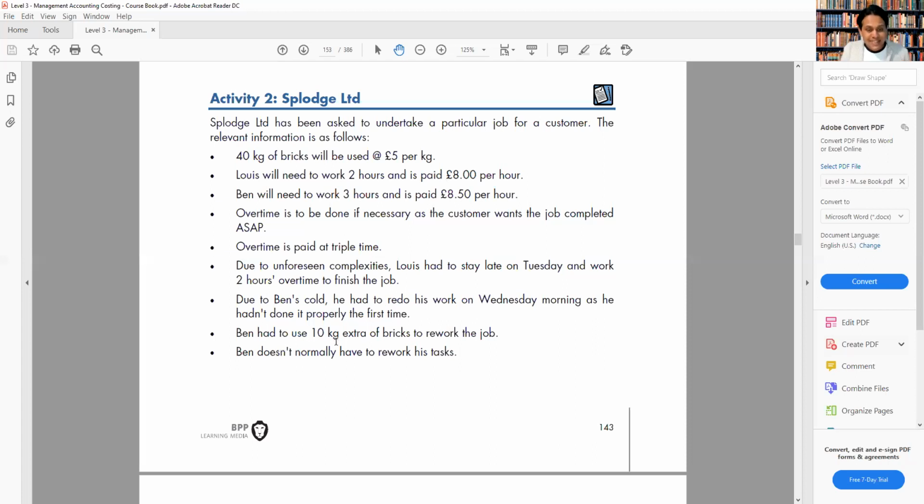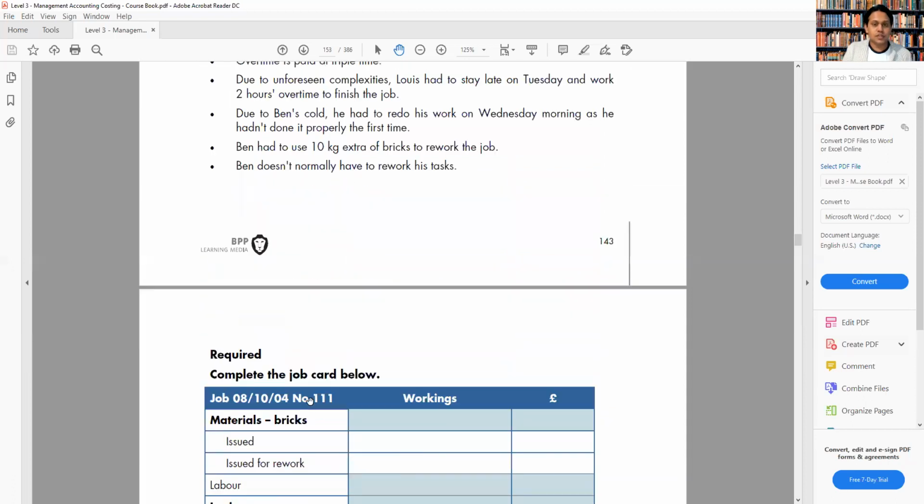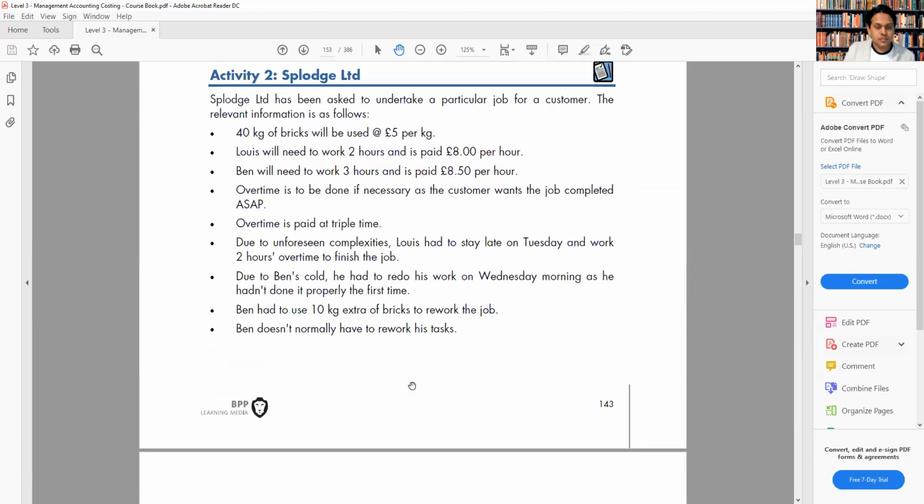Ben had to use 10 kilo extra bricks to rework the job. So Ben used 10 kg of bricks extra. Our plan was 40 kilo, but actually we used 10 kilo extra. Ben doesn't normally have to rework his task, so it's not very normal. He never did it; maybe he was sick, that's why he needs some extra time. All right, so let's complete this task. We have a material, then we have labor for Luis, for Ben, total overhead, that's it. What we are looking for is total job cost. So let's try to do it together.